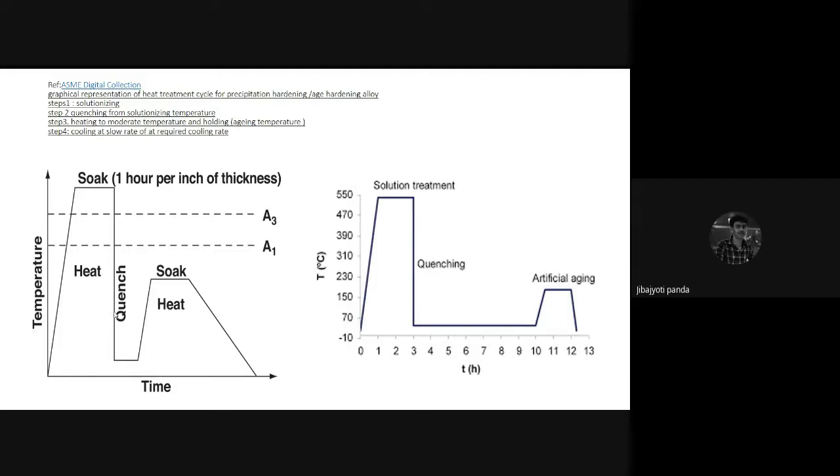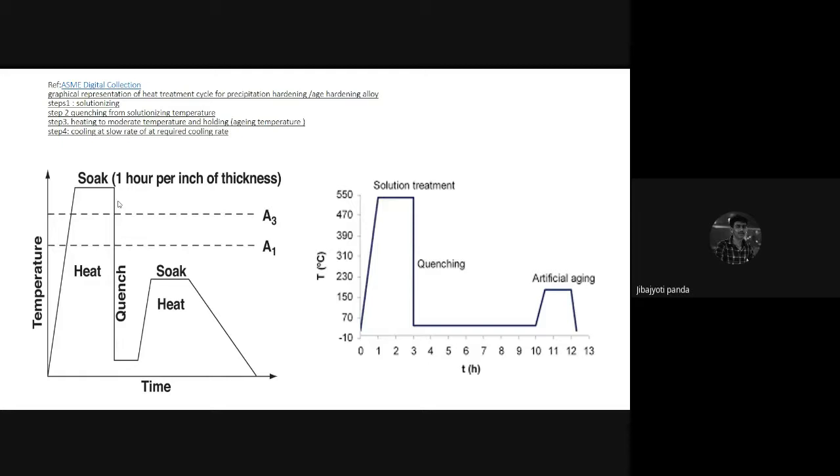Martensite. Martensite will form, but is it a substitutional solution, or a supersaturated solid solution? It is supersaturated, not substitutional. Supersaturated solid solution. Why supersaturated? Because during quenching there will be no diffusion.